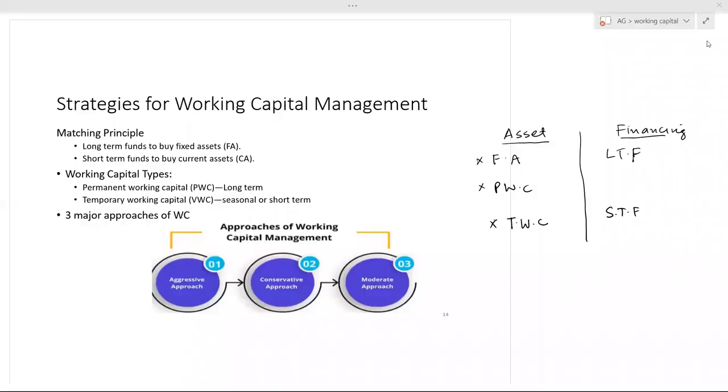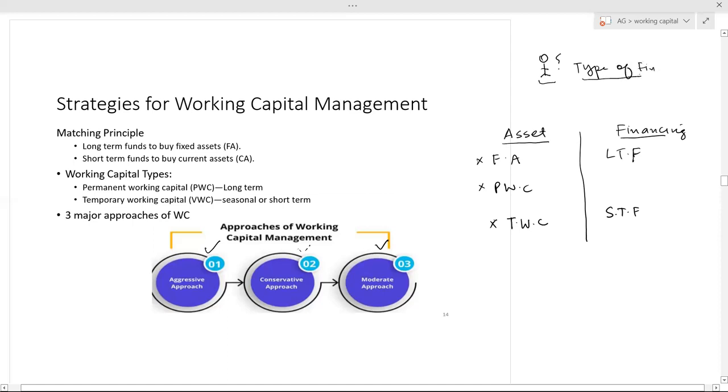Now in this section, we are going to discuss some strategies for the working capital. So there are basically three strategies we will look at. Number one is aggressive approach, then conservative approach, and then moderate approach. Okay, so these strategies are based on the risk level of the finance manager. So we need to decide how much risk taker or risk averse is this finance manager. So it is based on the type of financing he uses to buy the assets.